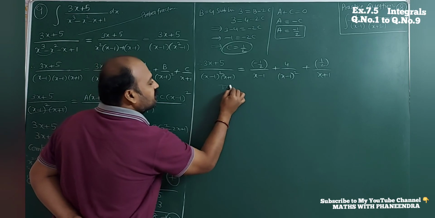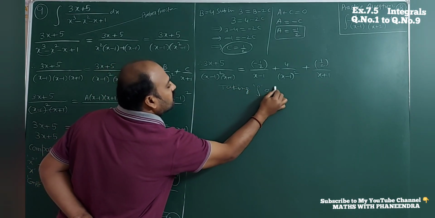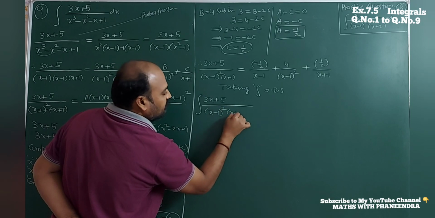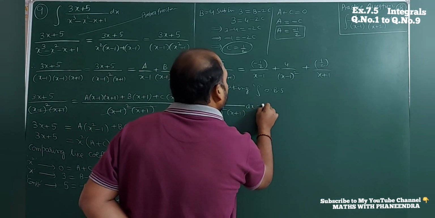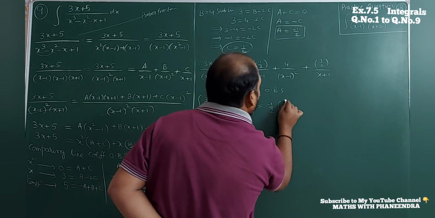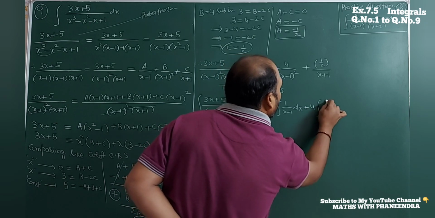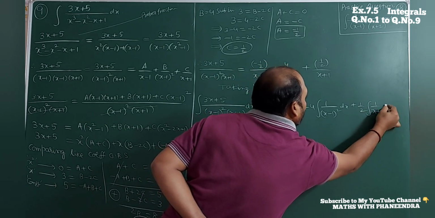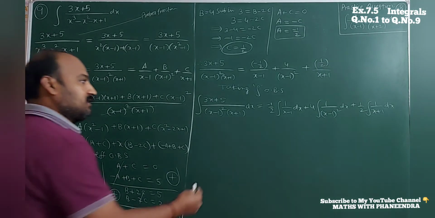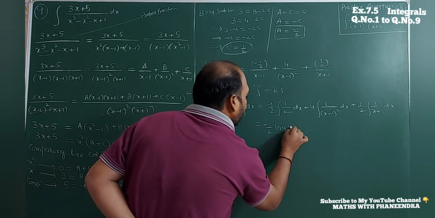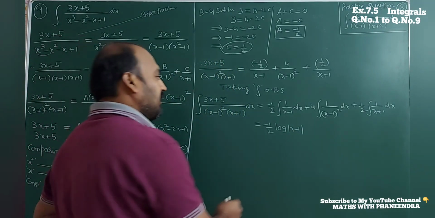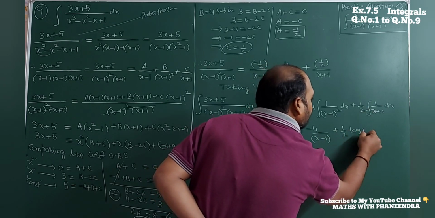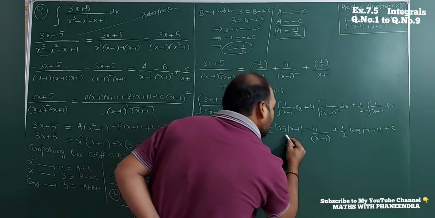So taking integration on both sides, integral 3x plus 5 by x minus 1 whole square into x plus 1 into dx is equal to minus 1 by 2 integral 1 by x minus 1 into dx plus 4 into integral 1 by x minus 1 whole square into dx plus 1 by 2 into integral 1 by x plus 1 into dx. Integral 1 by x is log mod x, so minus 1 by 2 log mod x minus 1. Integral 1 by x square is minus 1 by x. So minus 4 by x minus 1 plus 1 by 2 log mod x plus 1 plus c.